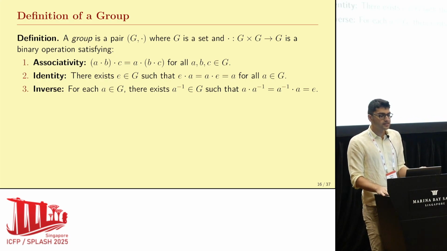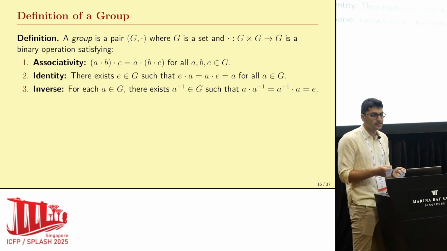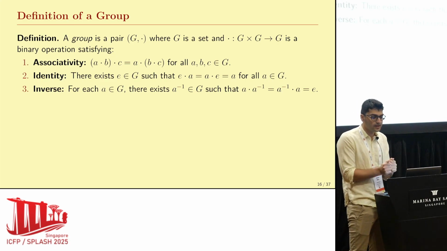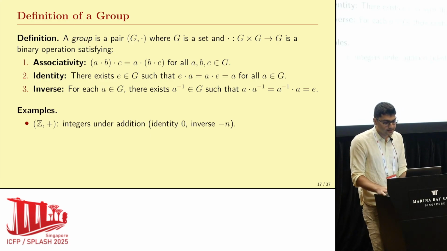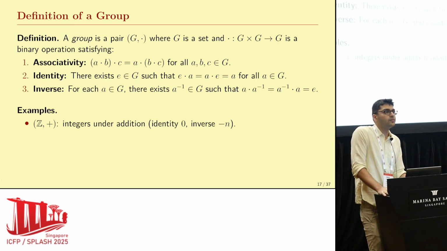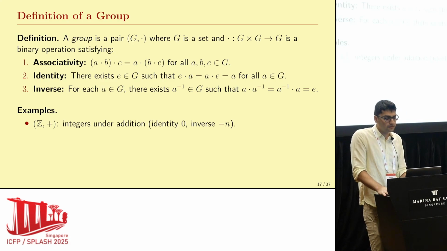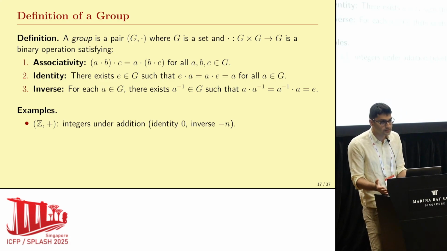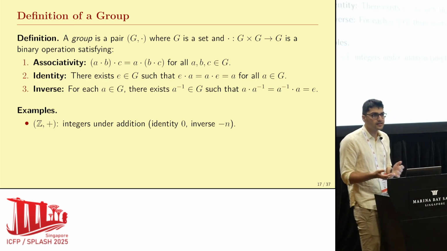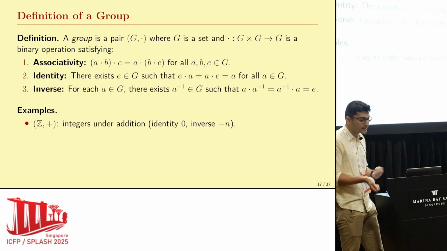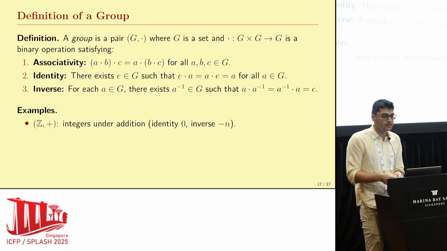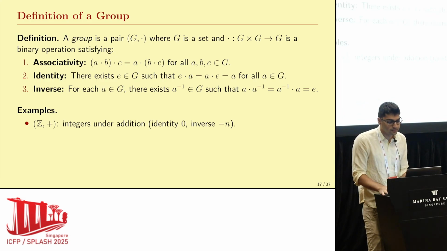And the third is every element should have an inverse. So for any element A, there's an element A inverse such that if I multiply the two, I get the identity. So an example of this that maybe we're all familiar with is the group of integers. Under addition, they form a group because, well, addition is associative. 0 is the identity because a number plus 0 is just the number itself. And the negative of a number is its inverse because a number plus the negative is just 0.